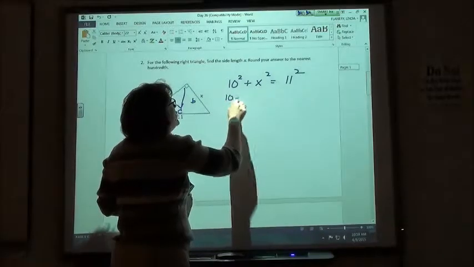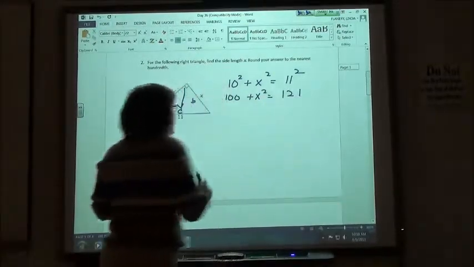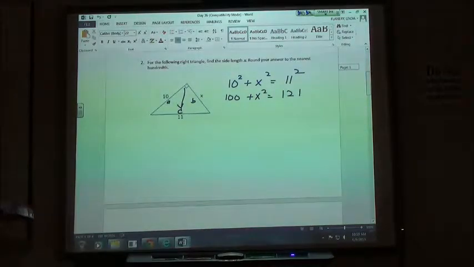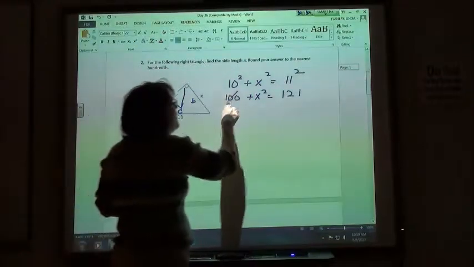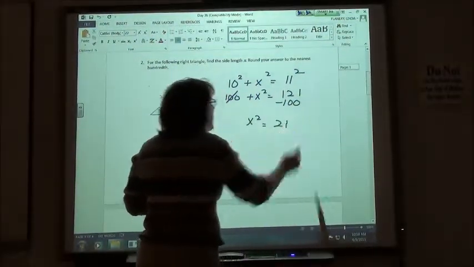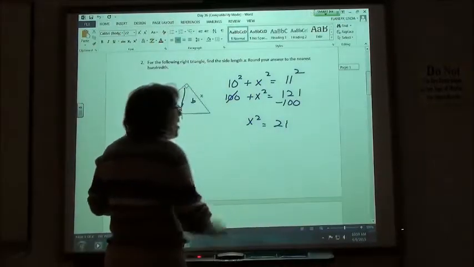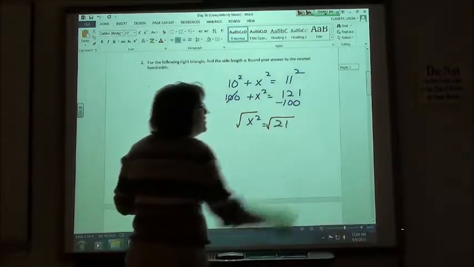10 squared is 100. 11 squared is 121. If I want to solve this one for x squared, I've got to move my 100 over to the other side. So I'm going to minus 100. X squared is going to equal 21. Again, in order to solve this, I do the opposite of squaring. I'm going to take the square root.